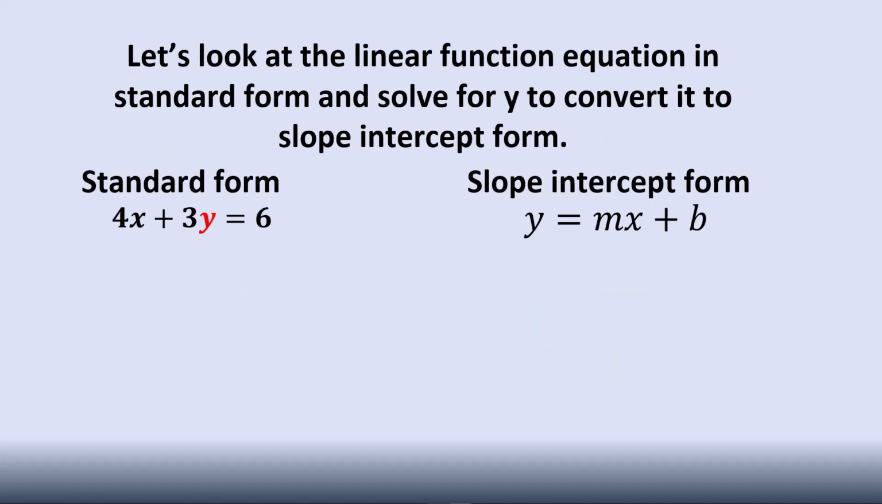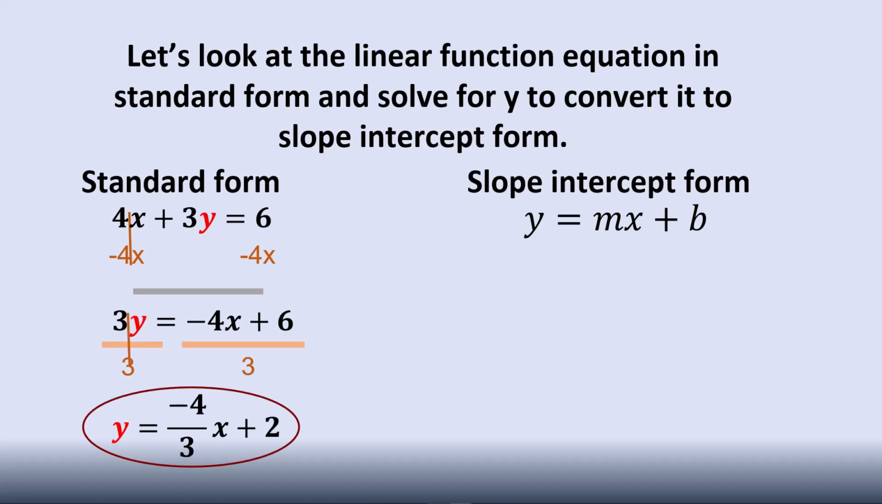Let's look at the linear function equation in standard form and solve for y to convert it to slope-intercept form. The standard form in this case is 4x plus 3y equals 6. We want it to look like slope-intercept form, y equals mx plus b. We subtract 4x from both sides, leaving 3y on the left equal negative 4x plus 6. We divide both sides by 3 and then simplify to get y equals negative 4 over 3x plus 2. It is now in slope-intercept form.